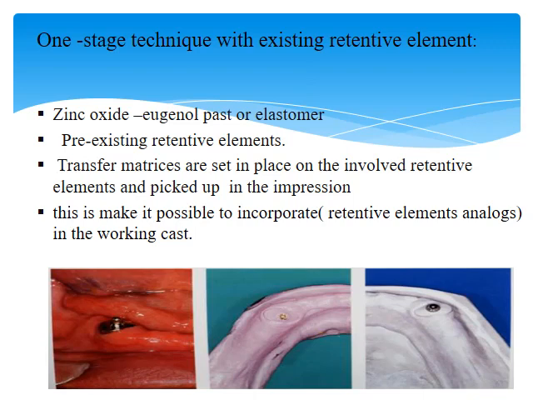One stage technique with existing retentive element. Zinc oxide eugenol paste or elastomers can be used. Pre-existing retentive element. Transfer matrices are set in place on the involved retentive elements and picked up in the impression. This made it possible to incorporate retentive element analogs in the working cast.